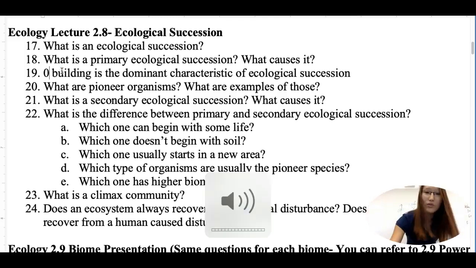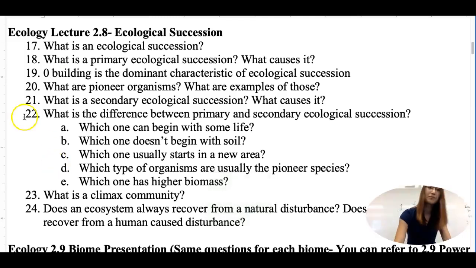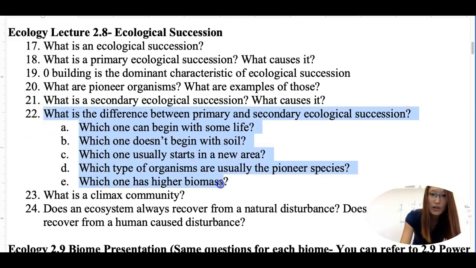Excuse me. And then, what is the difference between primary and secondary ecological succession? Which one can begin with some life? So this is question number 22. That has to be secondary, right? This is the case where you have the soil. There could be something under the soil that's not destroyed yet. Which one doesn't begin with soil? That will be primary. Which one usually starts in a new area? That will be primary.